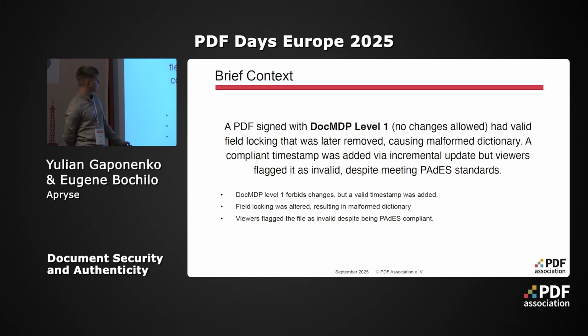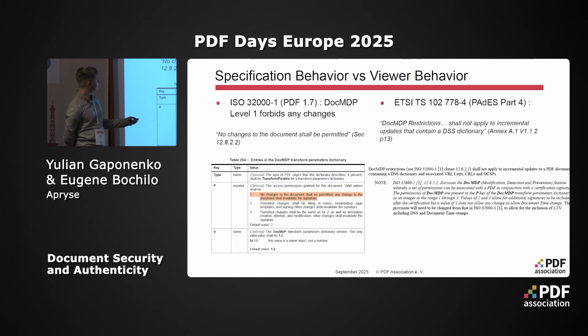Let's take a look at the specification here. In this table you can see the possible levels of the DocMDP field, 1, 2, and 3, and each level describes what changes can be made to your document. The first one says that no changes to the document shall be permitted. Any change to the document shall invalidate the signature. The second one permits changes in forms, but not annotations.